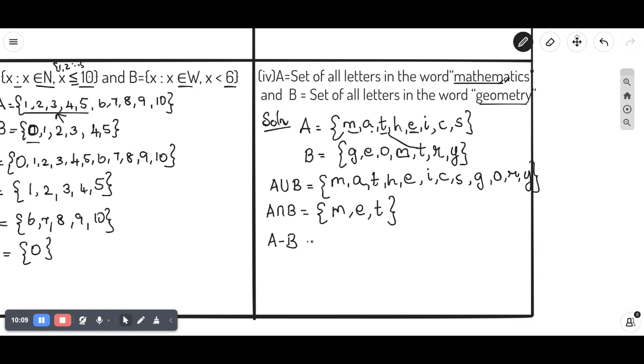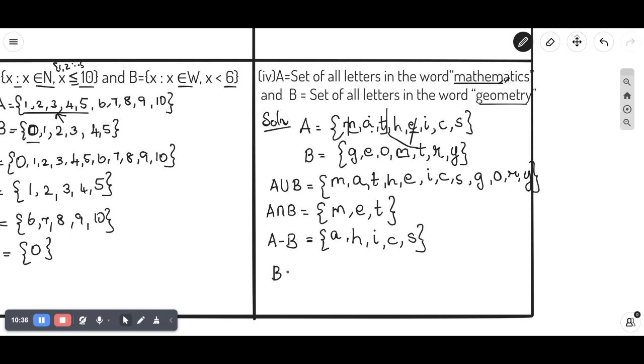Let's go to A minus B. A minus B means you have to write A elements without B. So let's see what is there in A. M is there in B, so you can't write it. A is not there in B, so let us write A. And T is there in B, you can't write it. Then H is not there, so write it. E is there. I is not there. C is not there. S is not there. So you can write it like this.